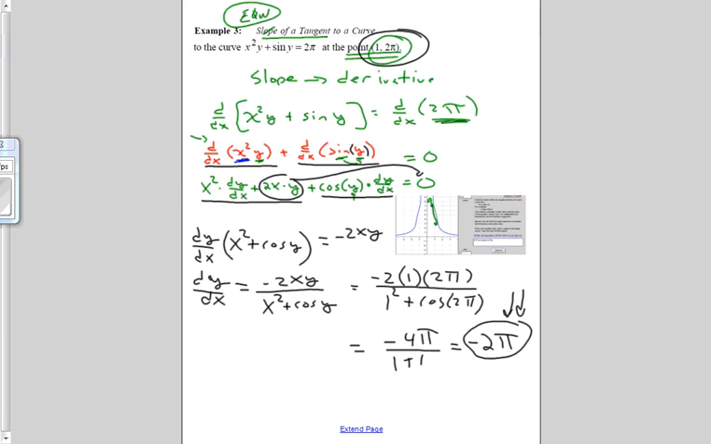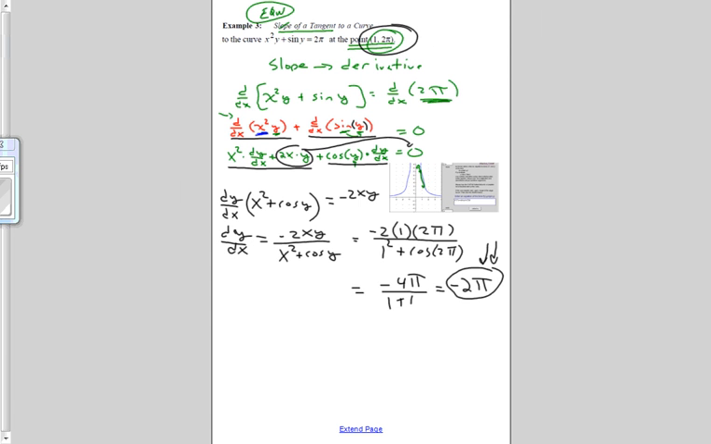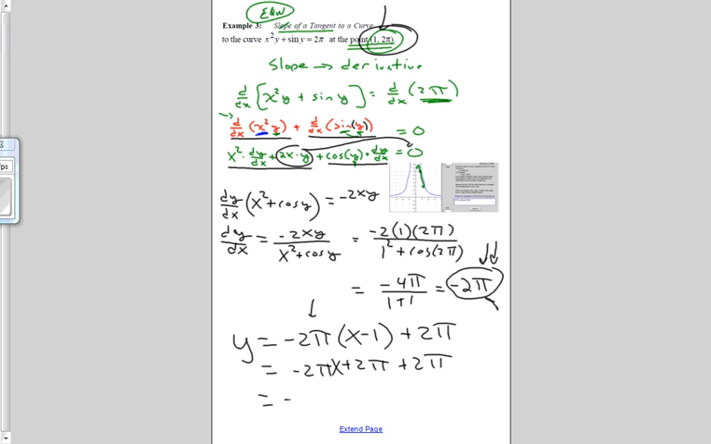We have our point. So the equation for the tangent line is going to be y equals m, our slope, times (x minus x1), where that 1 is coming from there. The negative 2 pi is our slope, plus y1, where y1 is 2 pi. Simplifying this, we get negative 2 pi x plus 2 pi plus 2 pi, which equals negative 2 pi x plus 4 pi. And that's the equation for our tangent line.